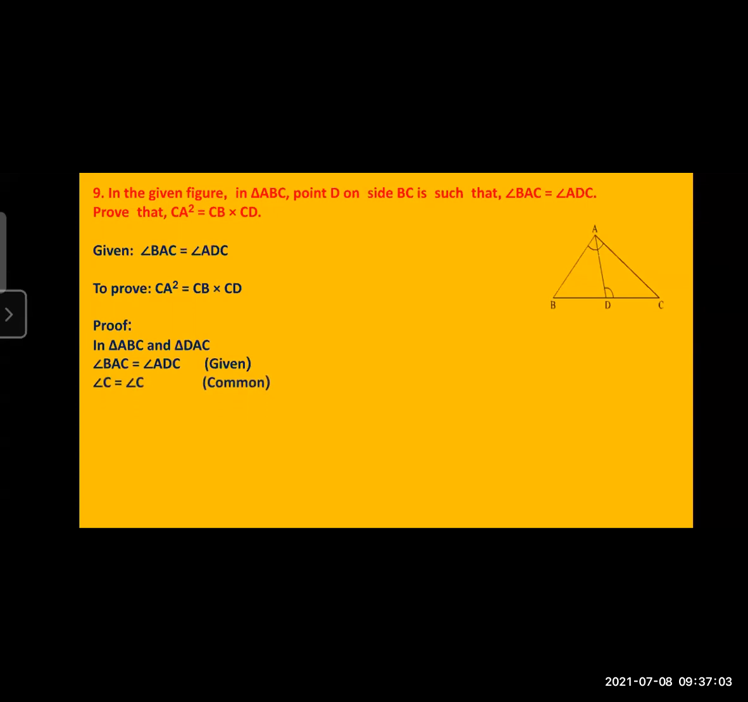So we consider these two triangles, triangle ABC and triangle DAC. The given condition: angle BAC is equal to angle ADC and angle C is common. Therefore, these two triangles are similar by AA test. Then write their corresponding sides. So BC by AC equals AC by DC, cross multiply here. Here we get AC into AC, AC square. So AC square is equal to BC into DC.